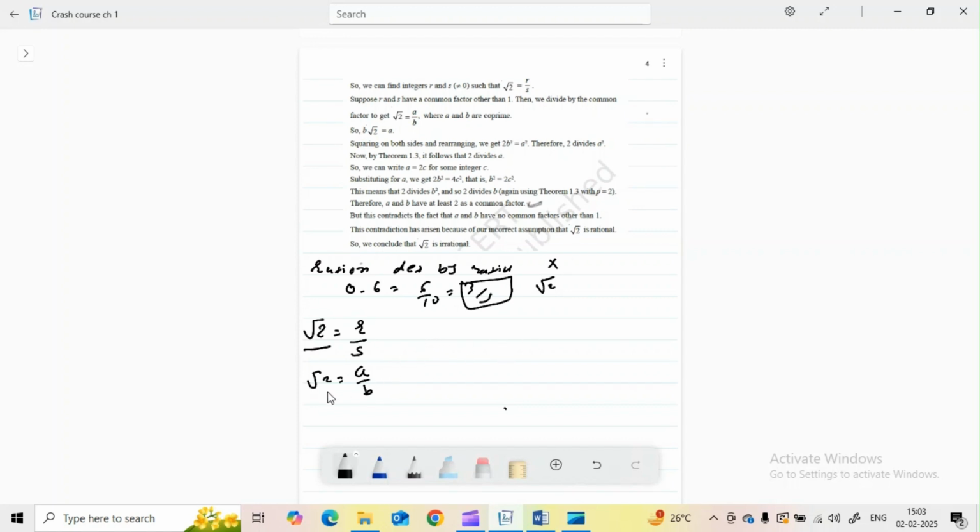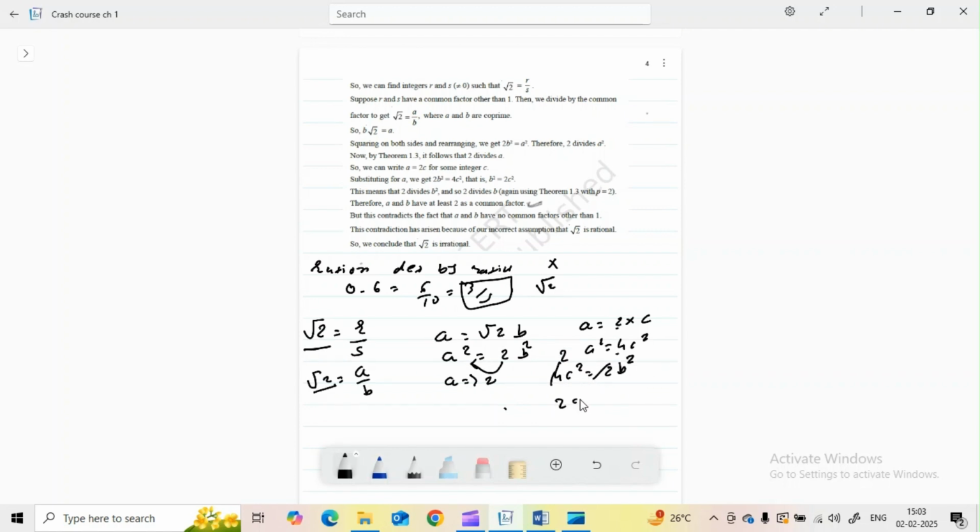Now, if this is a rational number, then I can write that a is equal to under root 2 times b. Then a square is equal to 2b square. Now, a square is equal to 2b square, so a square has to be divisible by 2. If a square is divisible by 2, then a has to be divisible by 2 based on the previous theorem that we observed. If a is divisible by 2, then we can write a is equal to 2c, so a square is equal to 4c square. If I plug a square is equal to 4c square over here, then 4c square is equal to 2b square.